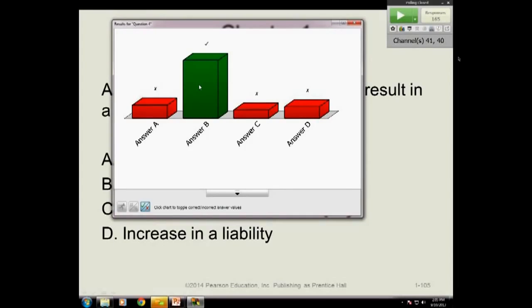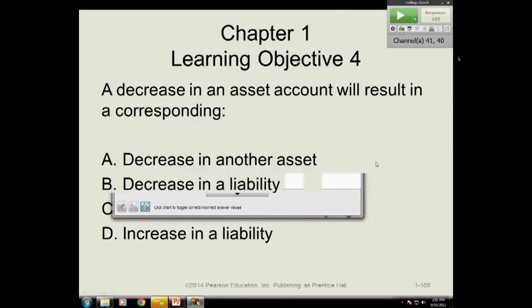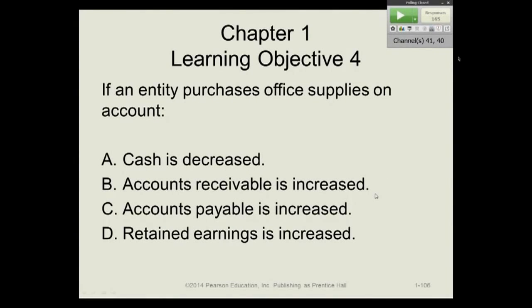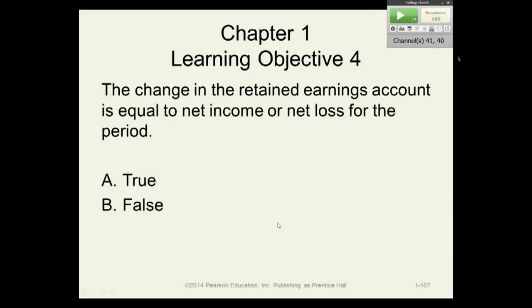Okay. All right, now, let's do another one. I want to skip this one. By the way, just to tell you, if an entity purchases office supplies on account, we pretty much did this one already. The answer is C. Okay. The answer is C on this one. We just finished this one in the illustration. All right, here's the one I want to look at. The change in the retained earnings account is equal to net income or net loss for the period. A very timely question because someone just asked me this a few minutes ago.